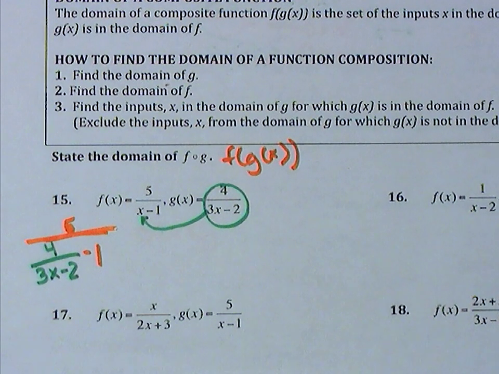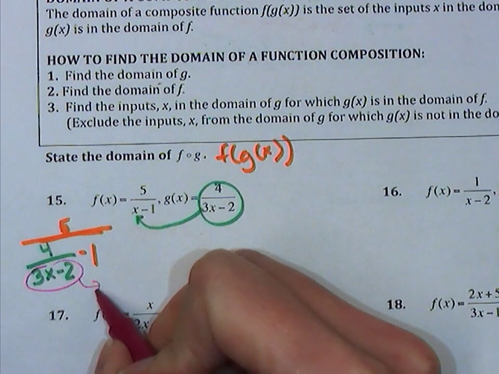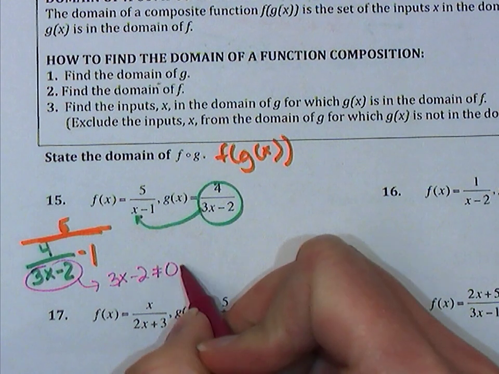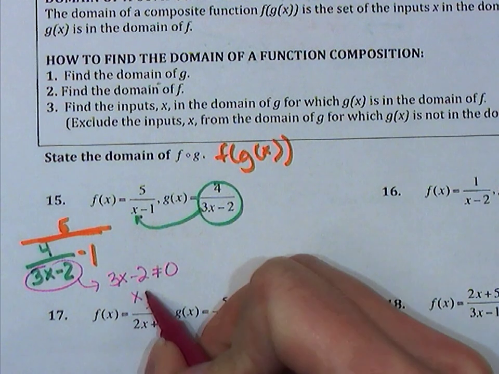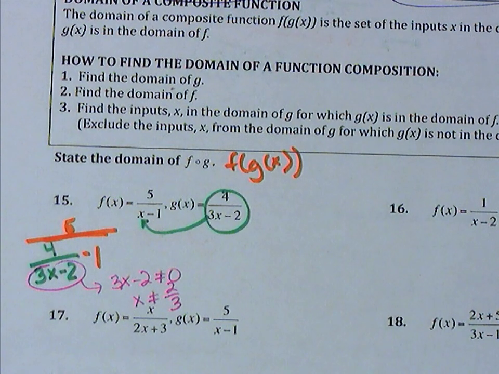So you're going to do two things because you don't want to divide by 0, if you remember that from last time. This denominator cannot equal 0. Add 2, divide by 3. X cannot equal 2 thirds. So you've got to take 2/3 out of the domain.